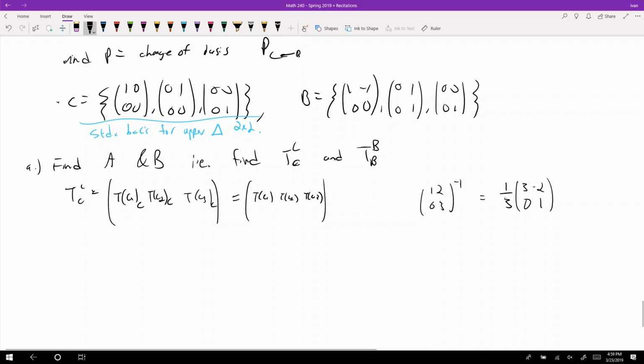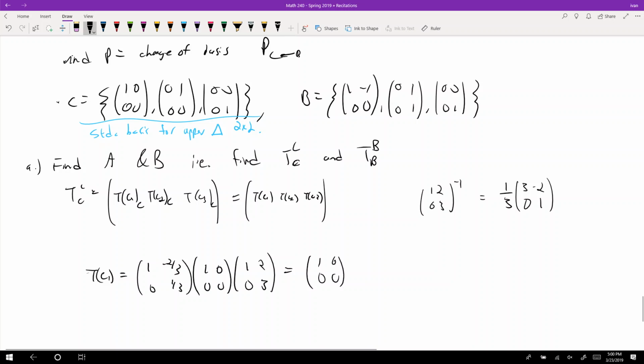Okay, so what is T of C1? T of C1 is equal to [1, -2/3; 0, 1/3] times [1, 0; 0, 0] times [1, 2, 3]. Okay, and so that's equal to [1, 0; 0, 0], I believe, times [1, 2; 0, 3]. Now this is equal to [1, 2; 0, 0].